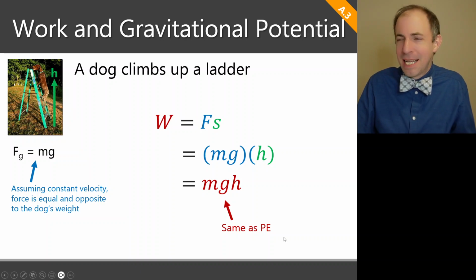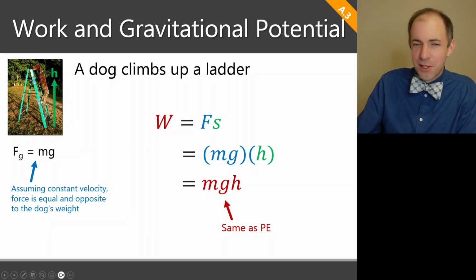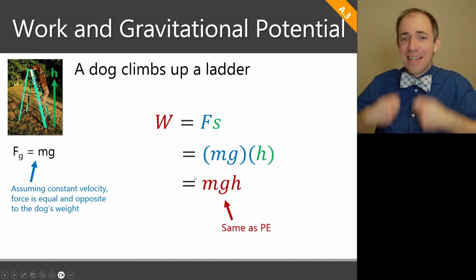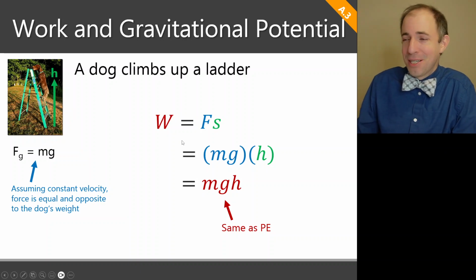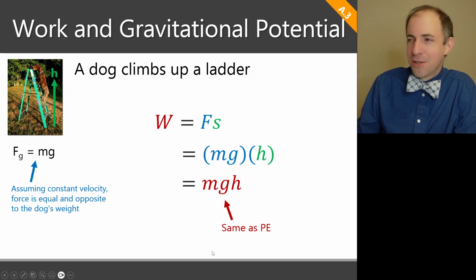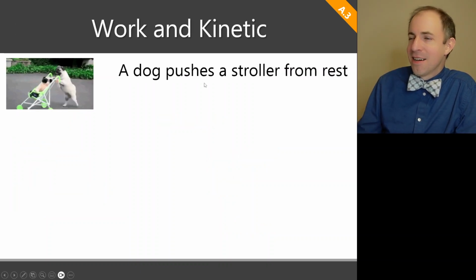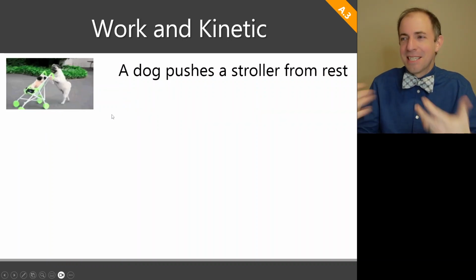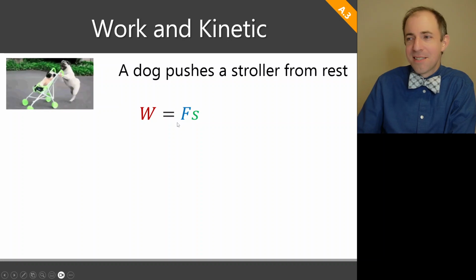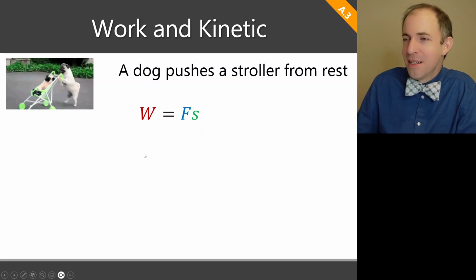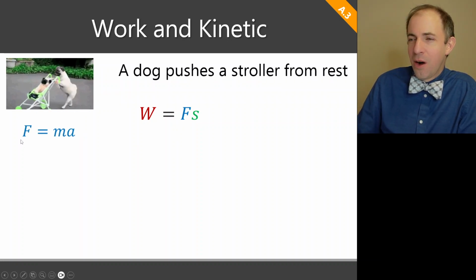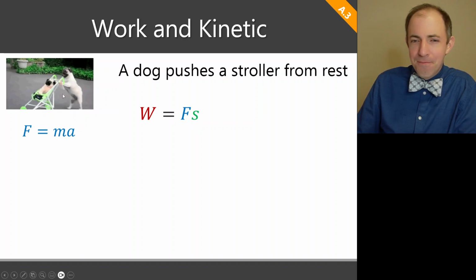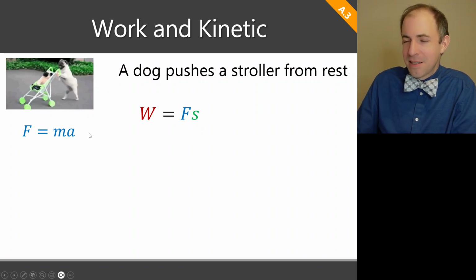That is the same as potential energy. So the work that the dog is doing is converting into potential energy. So work gives you potential energy. Same idea here for a dog pushing a stroller from rest. If you push something, it's going to speed up. Here, work is still going to be force times the displacement. So let's look to see what do we know? We know that the force that's being exerted is mass times the acceleration.